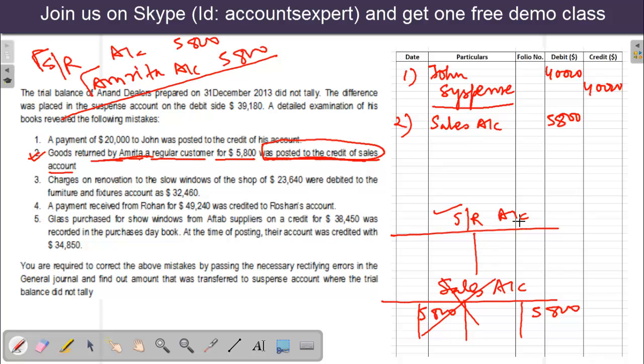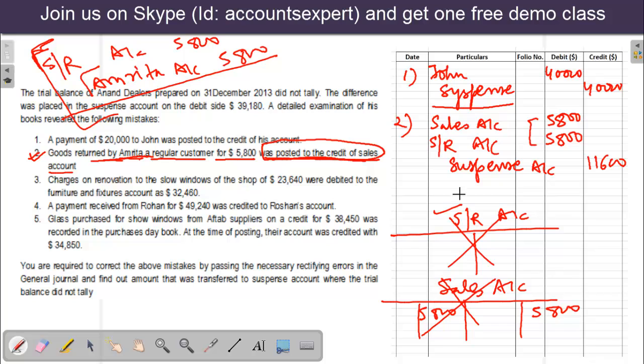And sale return account should have been debited according to this correct entry. This account should have been debited, but it was not debited. So now I will debit sale return account with 5,800, according to this entry. So this account is also rectified. Now to complete the entry, I will write suspense account with how much amount? 11,600, total of these two amounts. So this is the rectifying entry.